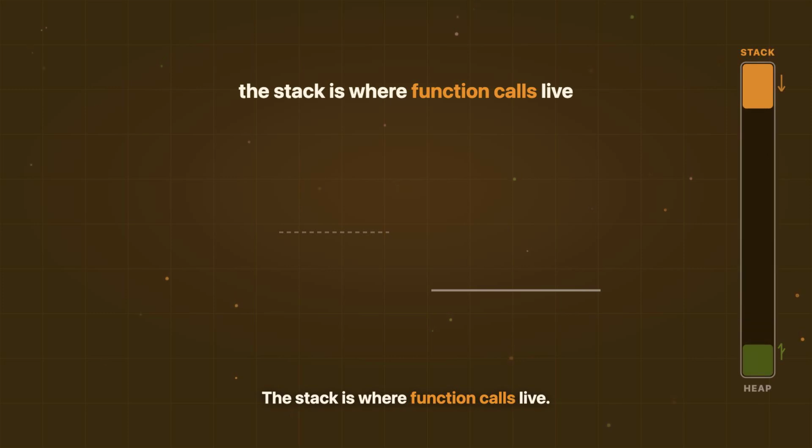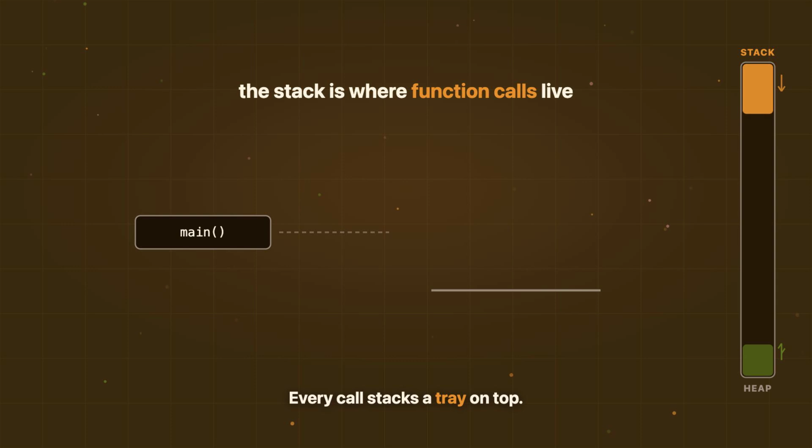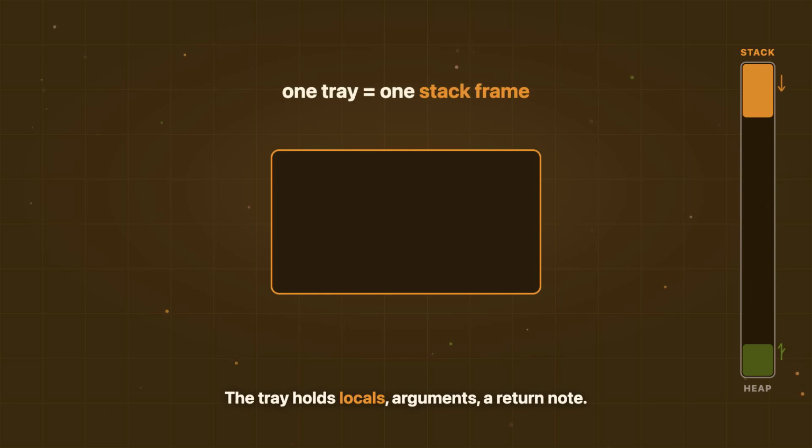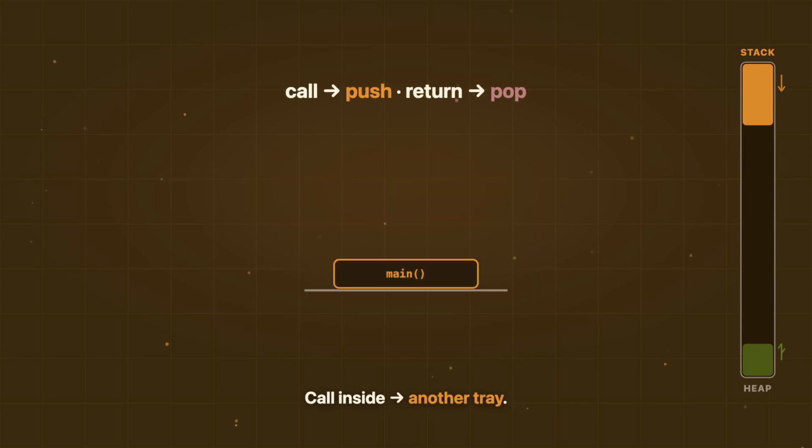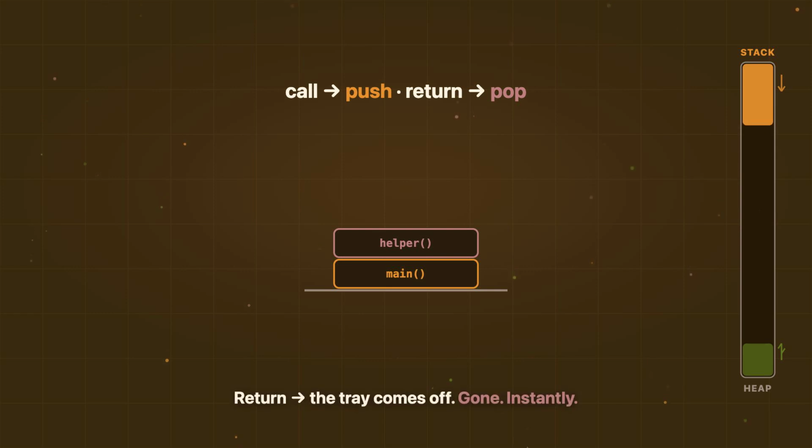The stack is where function calls live. Every time you call a function, the program stacks a tray on top. That tray, a stack frame, holds the function's local variables, its arguments, and a note saying where to return to. Call another function inside it? Another tray goes on top. Return? The top tray comes off and everything on it is gone.